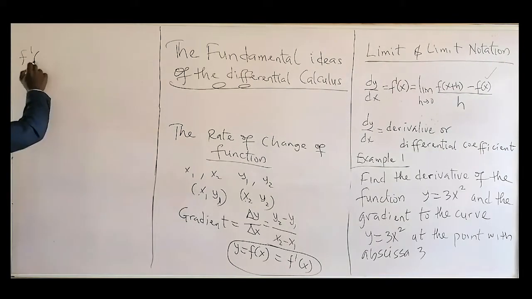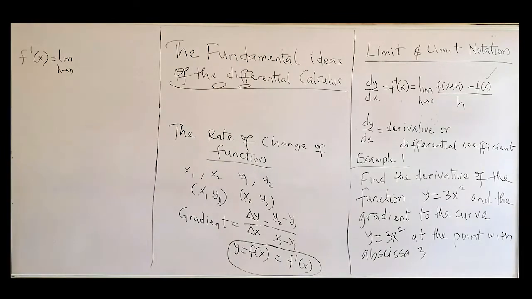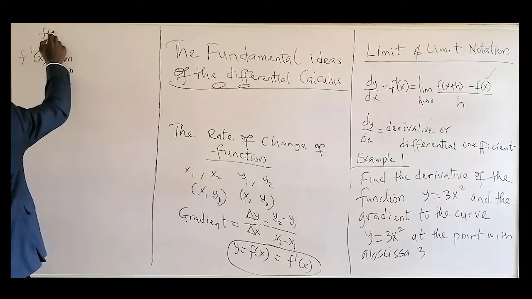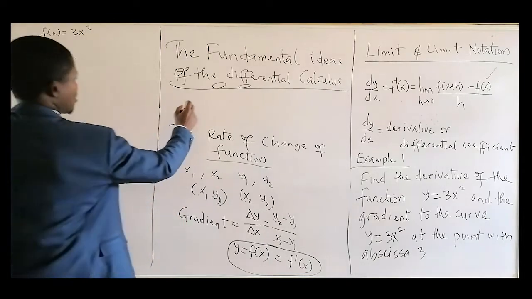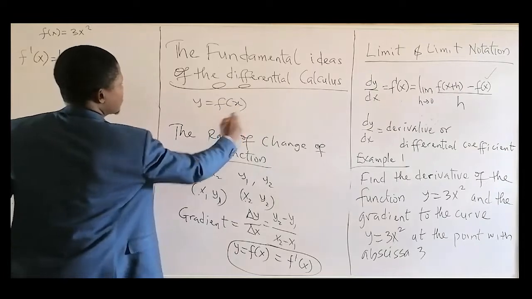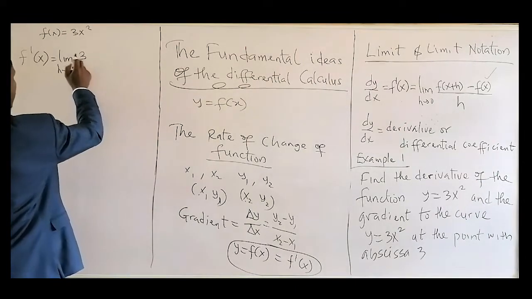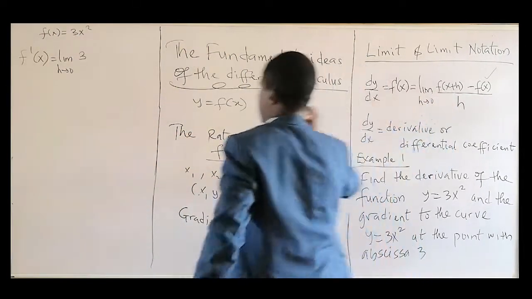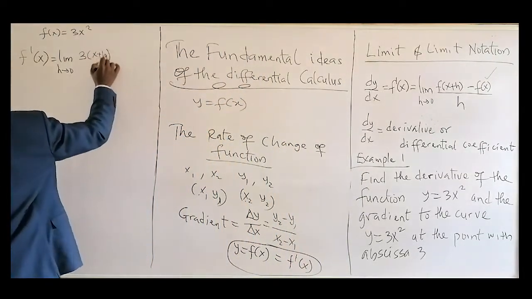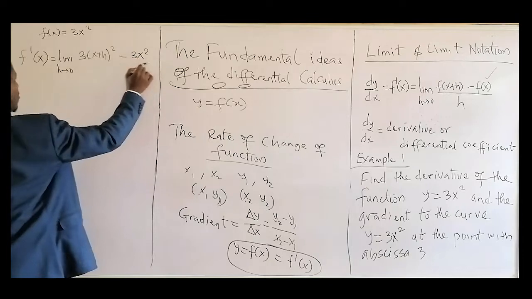Example 1. dy/dx is equal to the limit as h tends to 0. Your function f of x is equal to 3x squared. Don't forget, f of x is the same thing as y. So you start with 3, then anywhere you see x, you put x plus h, then you square it, and then minus the original function, f of x, which is 3x squared, all over h.